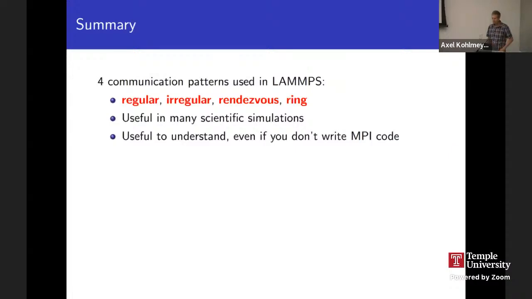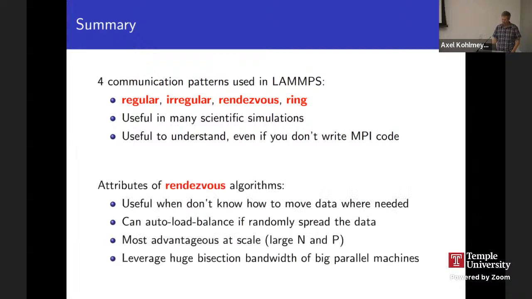Okay, so just in summary, I've told you about 4 communication patterns used in LAMMPS: regular, irregular, rendezvous, and ring, with a little bonus connection to MapReduce. I think they're useful in many scientific simulations, and they're useful to understand, even if you don't write MPI code yourself. It might be nice to understand what's going on behind the scenes, so you think of it in the context of what your model, say, that you might implement in LAMMPS needs.